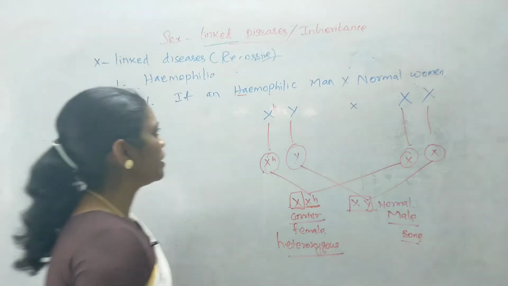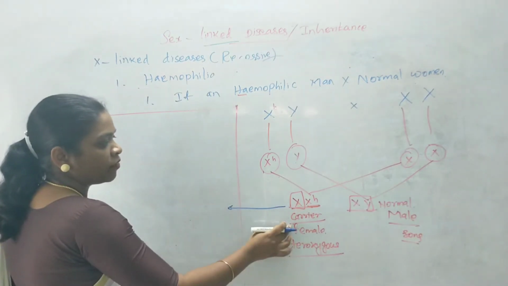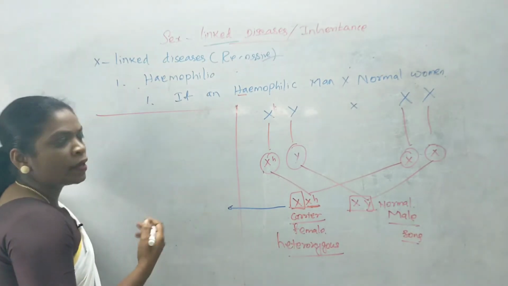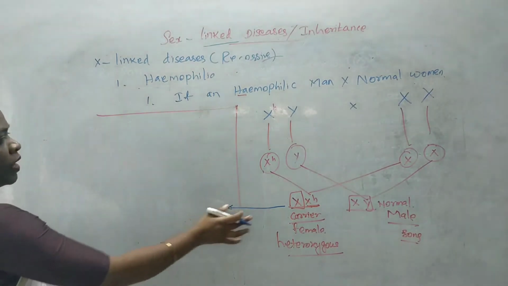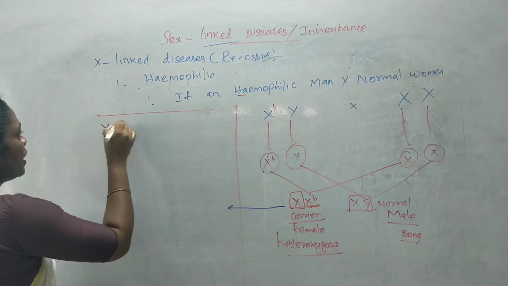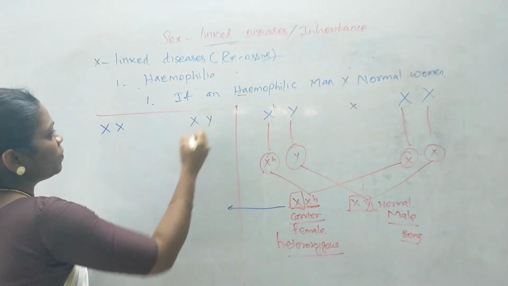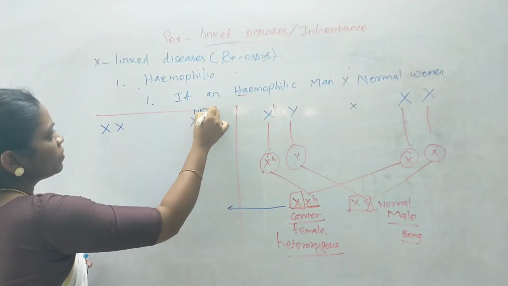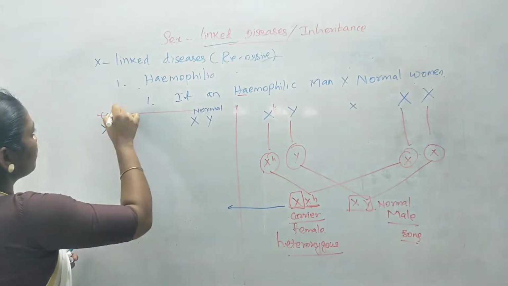Now we will go over the second case. If this carrier female marries a normal man, the carrier female is represented as capital X with small h, and we will write XY for the male, who is normal, and she is the carrier of the disease.